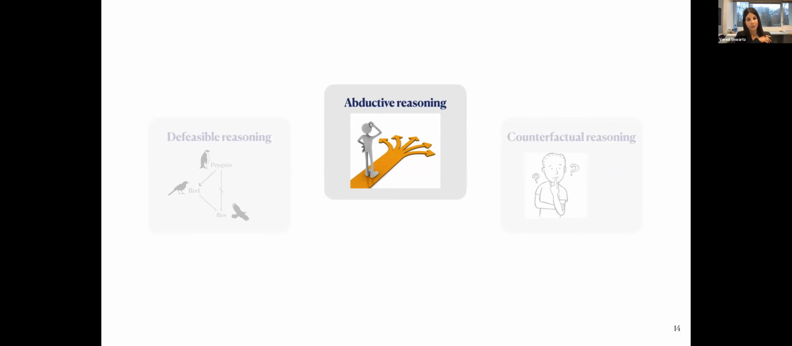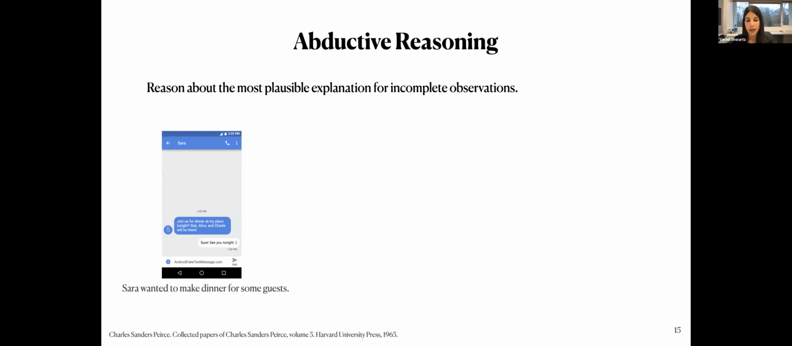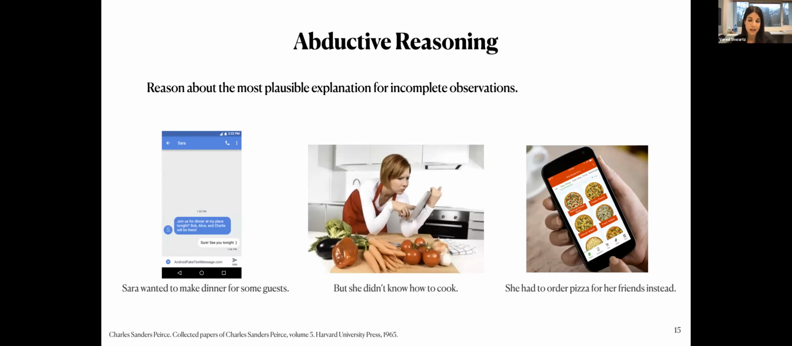So moving on to the second part, which is about abductive reasoning. In abductive reasoning, the goal is to come up with the most plausible explanation of what happened between incomplete observations. Here's an example from the ART dataset that we worked with. If we know the past observation that Sarah wanted to make dinner for some guests, and the future observation that she had to order pizza for her friends instead, then we can hypothesize why that happened, and maybe come up with an explanation that she realized that she doesn't actually know how to cook.